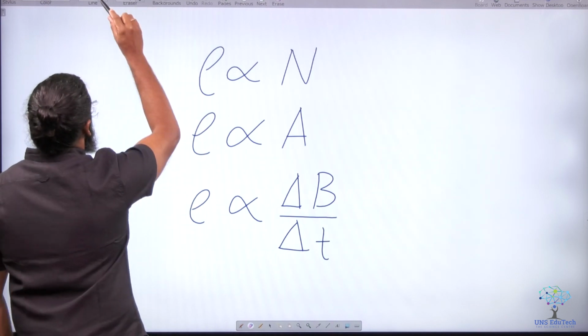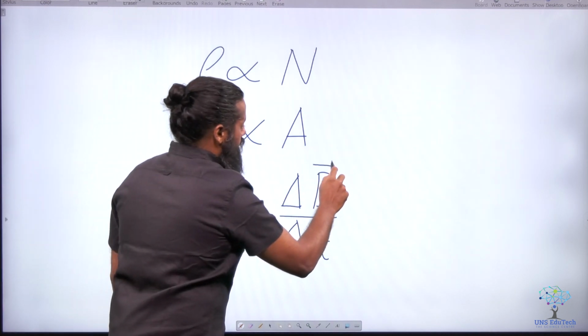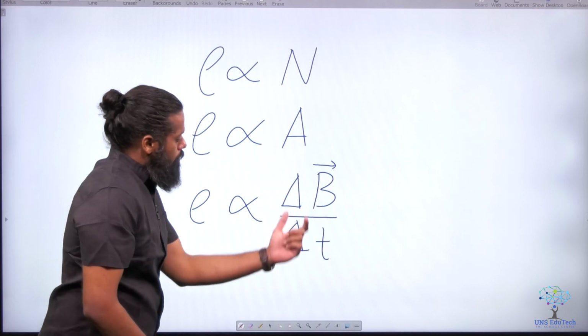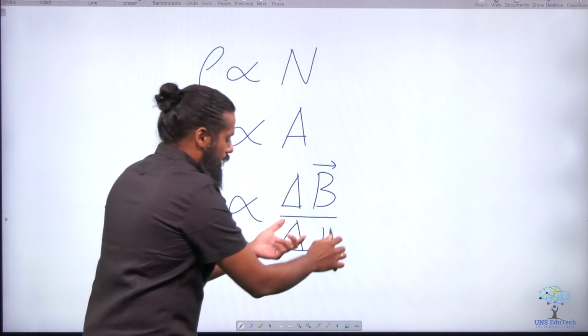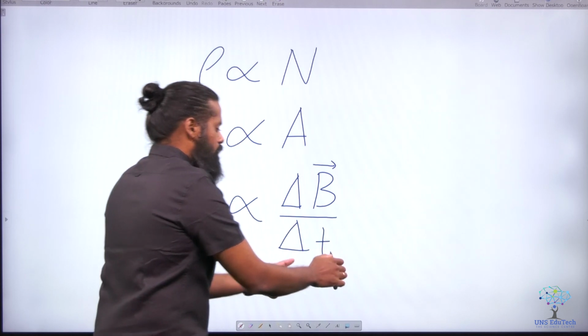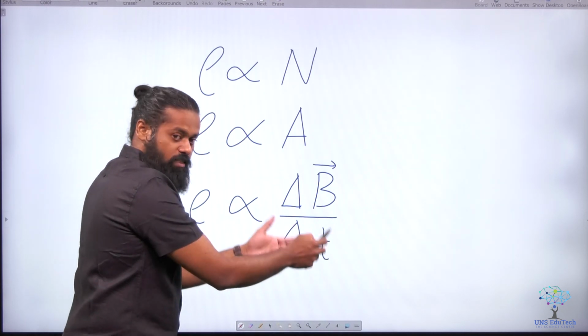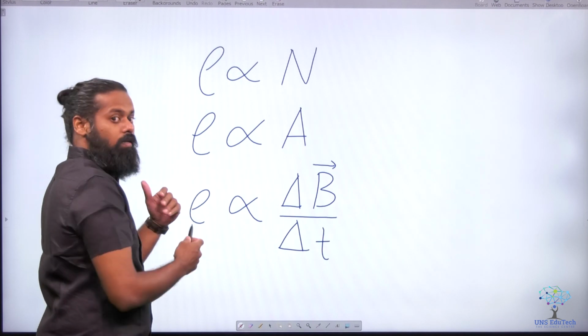The magnetic field is represented by the letter B. So, delta B by delta T is also a dependence. If you are moving very fast, the time will be very small. If the denominator is a small value, this quantity will go up.